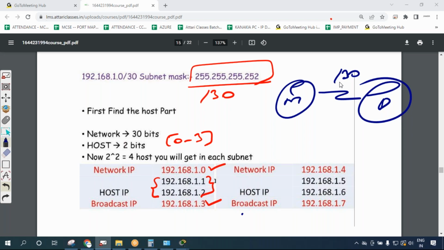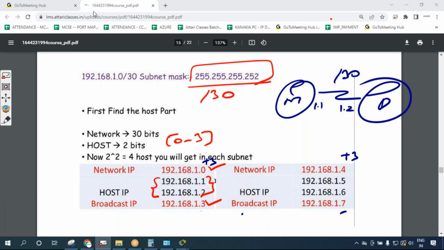/30 means 0 to 3. Only 2 IP addresses are there: 1.1 here, 1.2 here. That's it. The next subnet will become 1.4; 0 plus 3 gives 3, and 4 plus 3 gives 7. Correct. So it is used between routers, like your offices in Mumbai, Pune, Chennai, US. /30 is commonly used there.